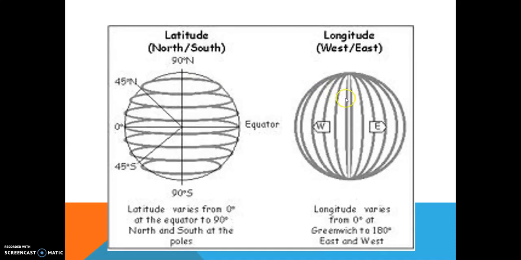You see longitude lines here on the right. They run from north to south. They wrap around the globe and determine how far east or west a particular point is from the prime meridian. The prime meridian is the line of longitude at 0 degrees.